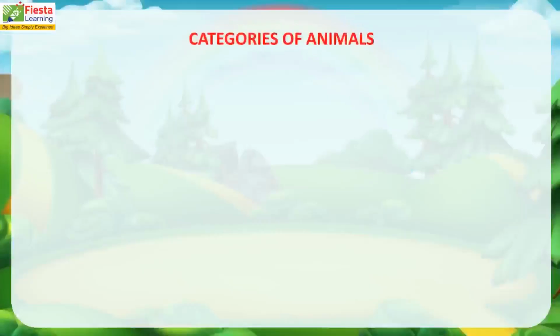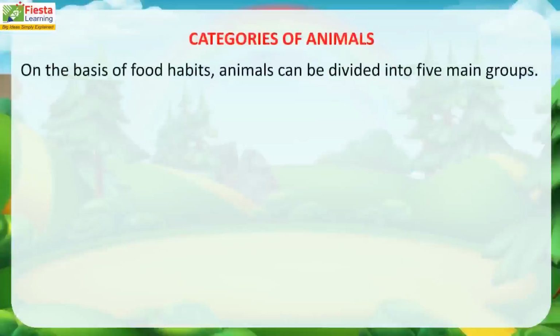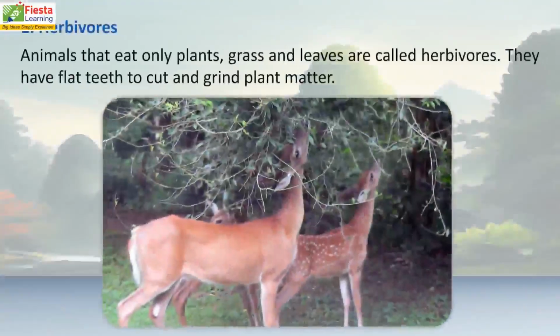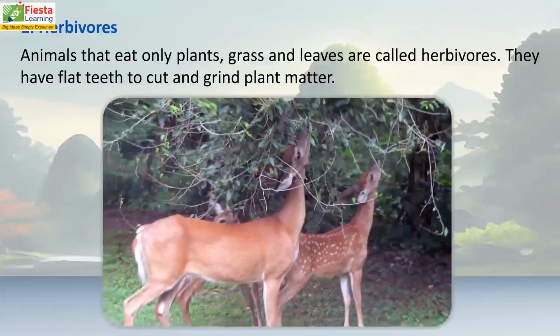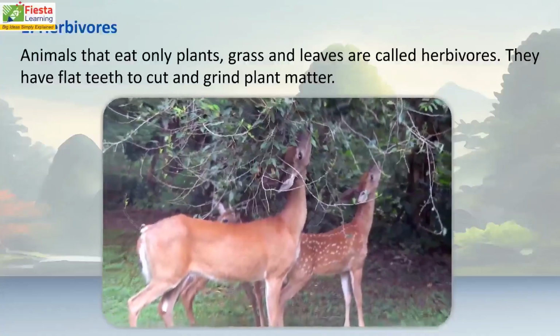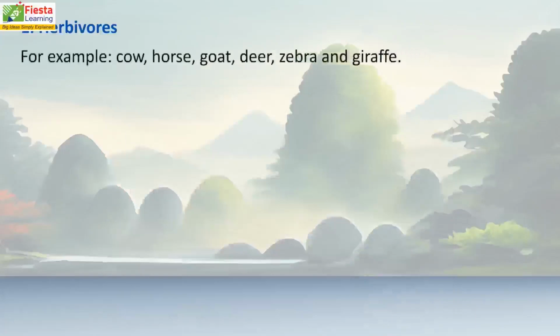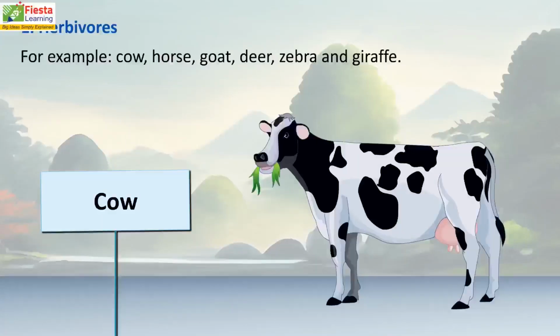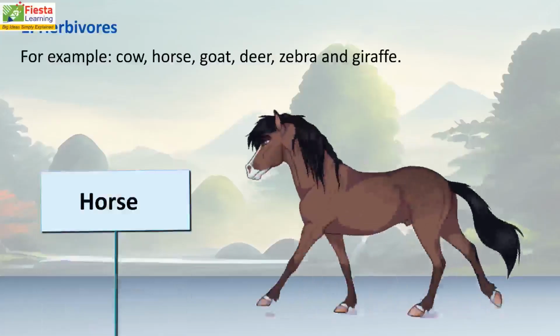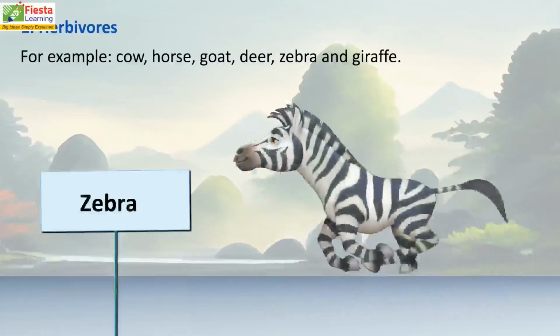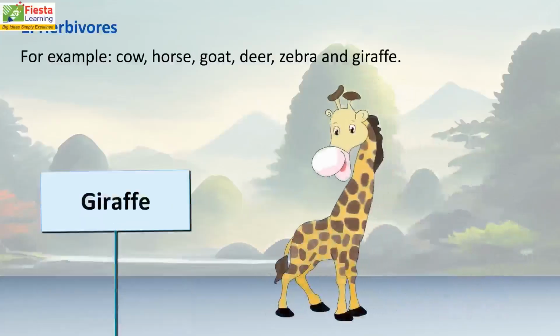Categories of animals. On the basis of food habits, animals can be divided into 5 main groups. 1. Herbivores. Animals that eat only plants, grass, and leaves are called herbivores. They have flat teeth to cut and grind plant matter. For example, cow, horse, goat, deer, zebra, and giraffe.